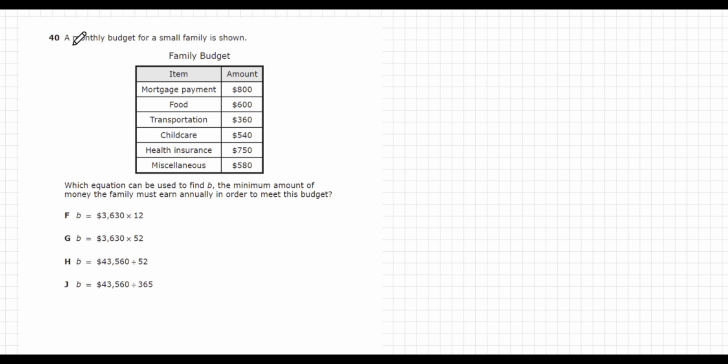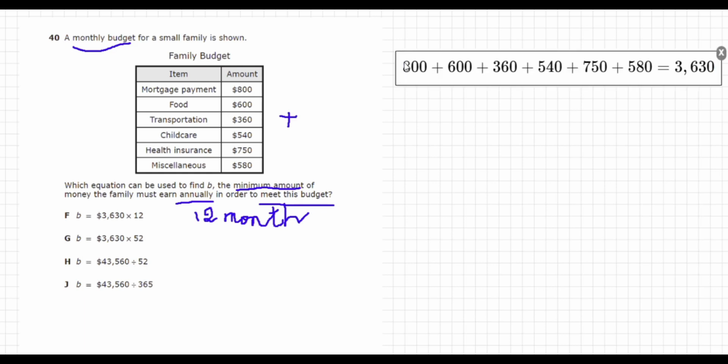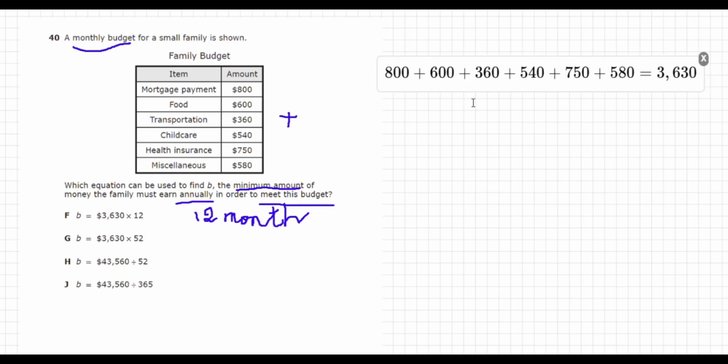Question number 40. A monthly budget for a small family is shown. Which equation can be used to find B, the minimum amount of money the family must earn annually in order to meet this budget? Annually means every 12 months. The table shows the monthly budget. The sum of all items in the table shows the monthly budget. Hence, $2,630 multiplied by 12 shows the minimum amount the family must earn annually in order to meet the budget. F is the correct answer.